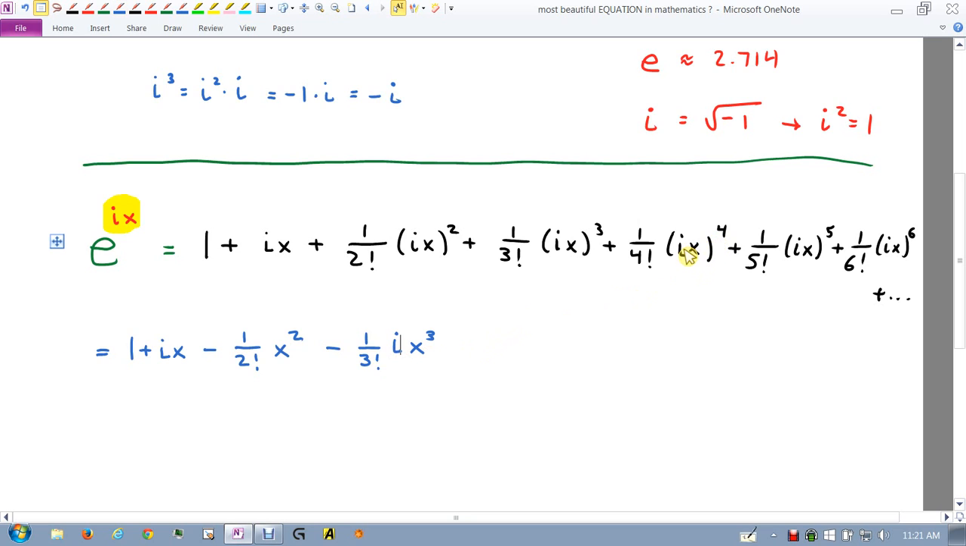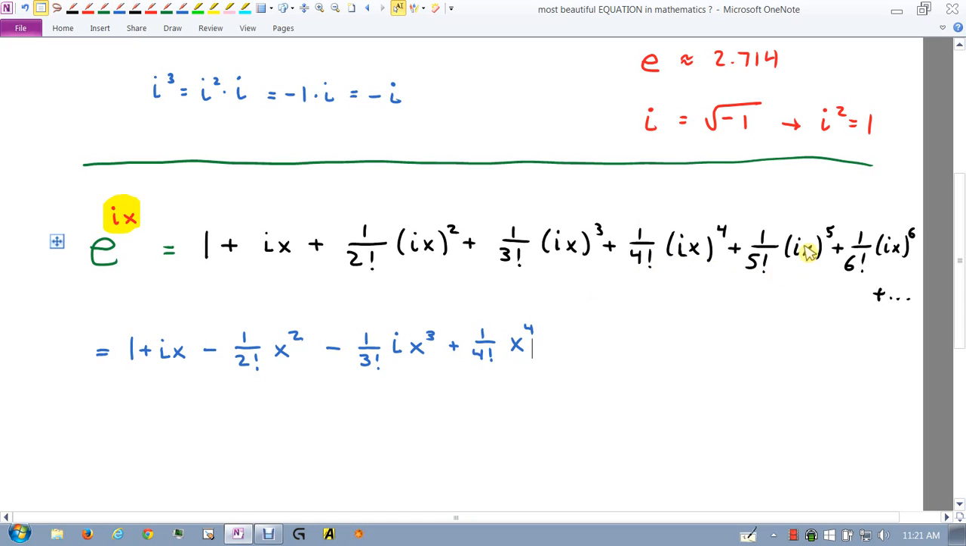Next one. What is I to the 4th power? That's I squared times I squared. I squared is negative 1. Negative 1 and negative 1. Positive 1. So I get plus 1 over 4 factorial, what? X to the 4th. Okay. How about the next one?